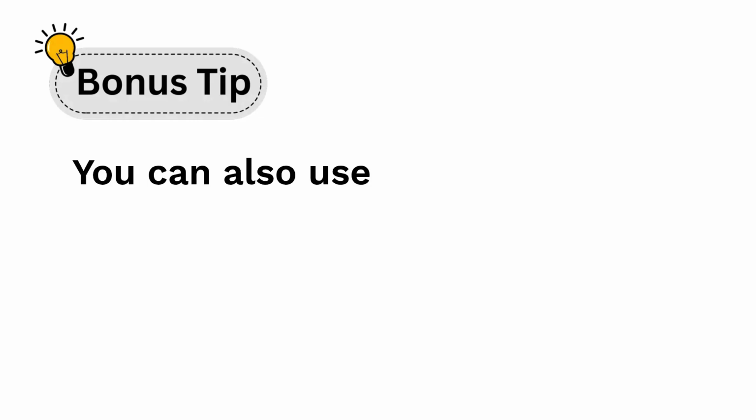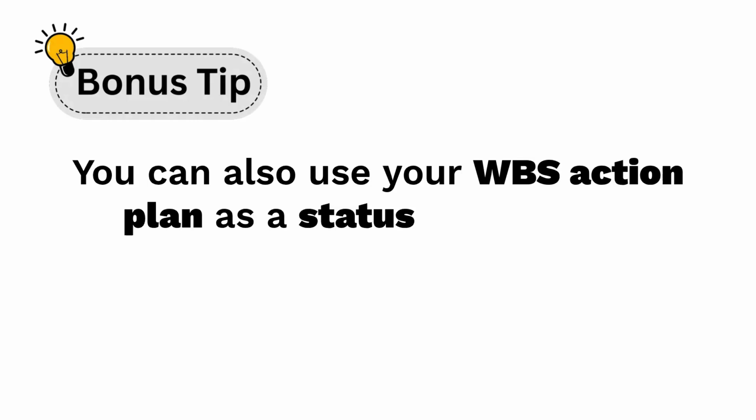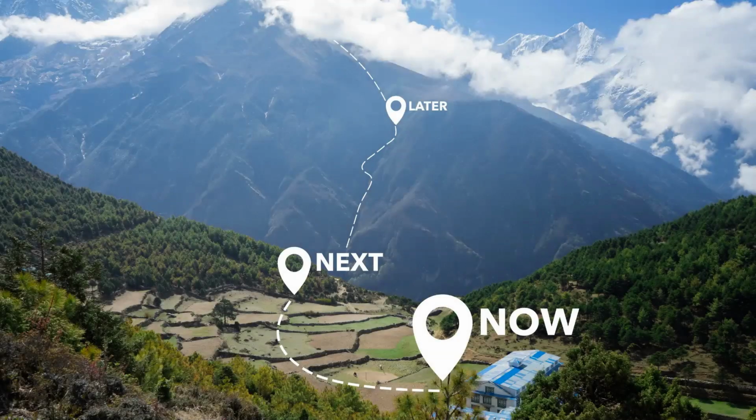Now, here's a bonus tip. You can also use your WBS action plan as a status update tool. It keeps communication lean and focused, which is ideal when everyone's already juggling other work. With limited resources, you need structure more than ever, and a strong WBS can be like a clear roadmap, giving you one less thing to stress about.